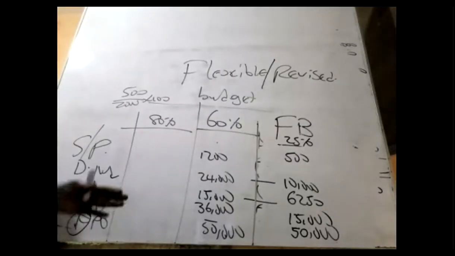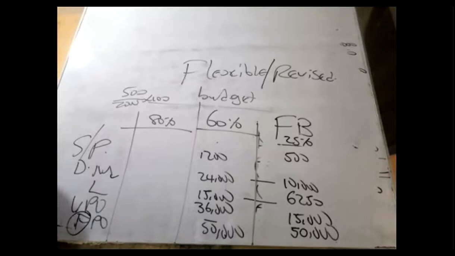If you're able to get this one correct, I'll move on to semi-variable costs, how to do that, and then we move on and finish.